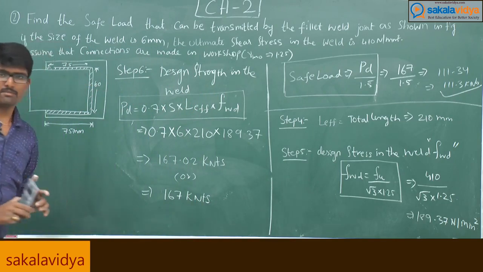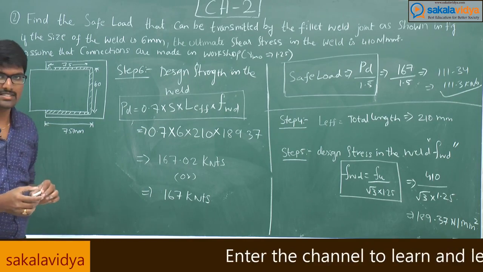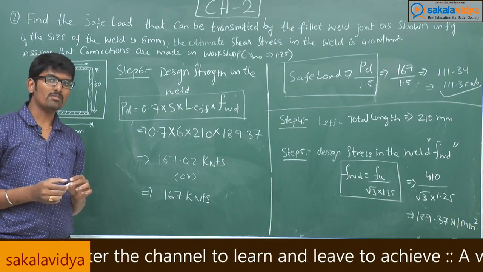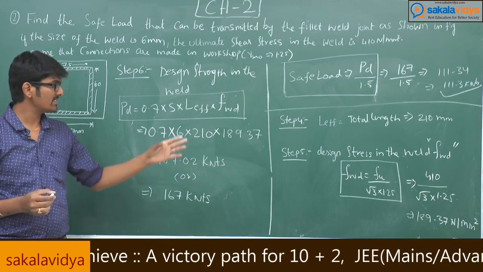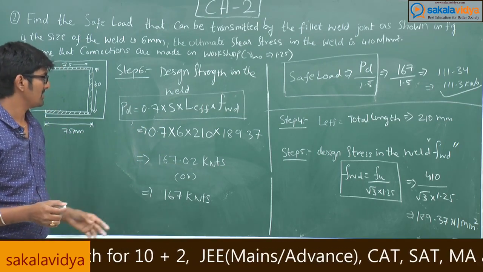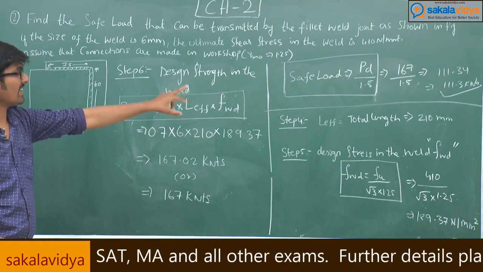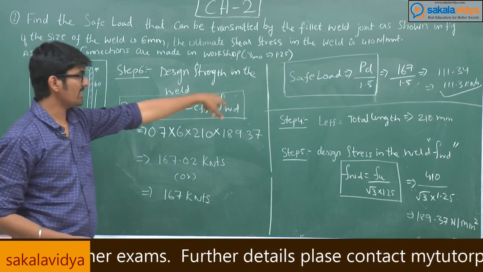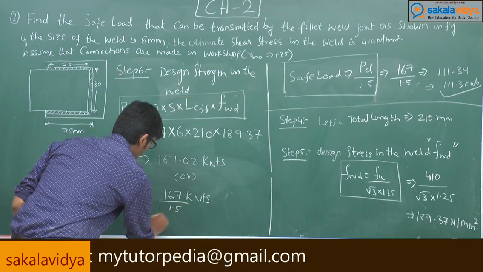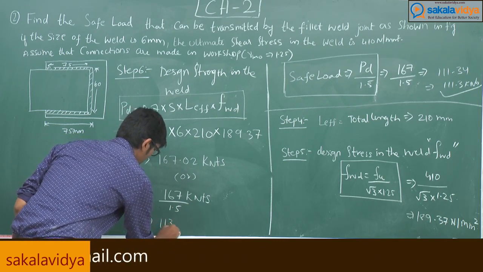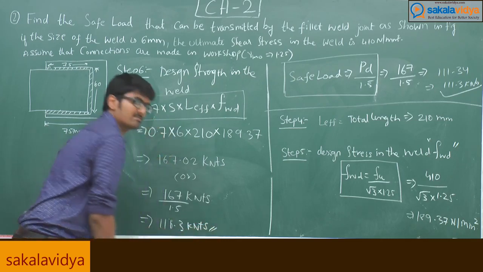So first step we have to find the given data. Step 2 you have to check whether the size of the weld is greater than or equal to 3. Step 4 effective length. Step 5 design stress. Step 6 design strength in the weld. So the design strength is 167 kilonewtons, whereas the design safe load formula for that is design strength by 1.5. Or directly we can write here only 167 divided by 1.5, that is 111.3 kilonewtons. This is the answer. Is it clear?